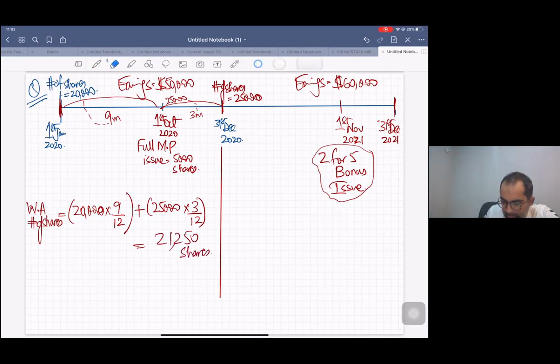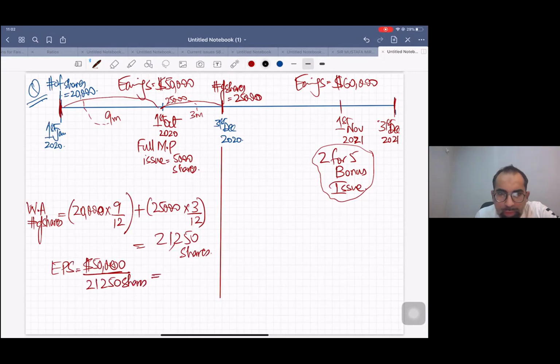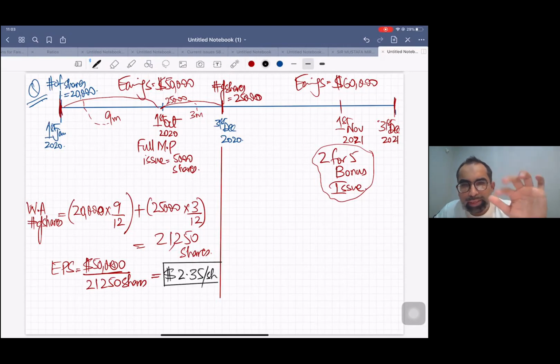Now the EPS will be very simple. It's earnings. What's the earnings? Earnings is 50,000, divided by 21,250 shares. So this will be, I think, 2.35. This is your current year EPS, okay? We'll calculate this and send this to shareholders. Very simple.